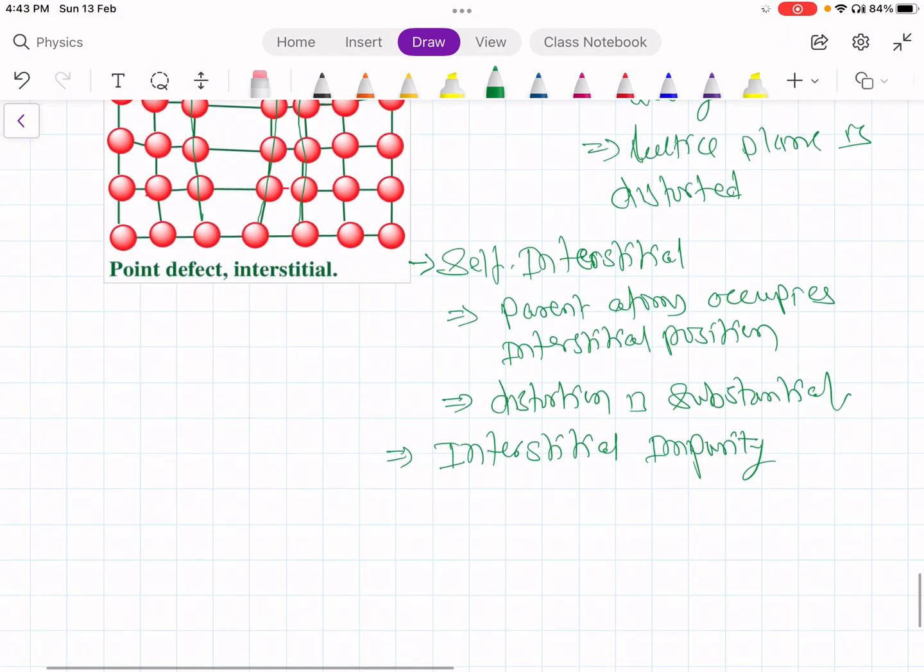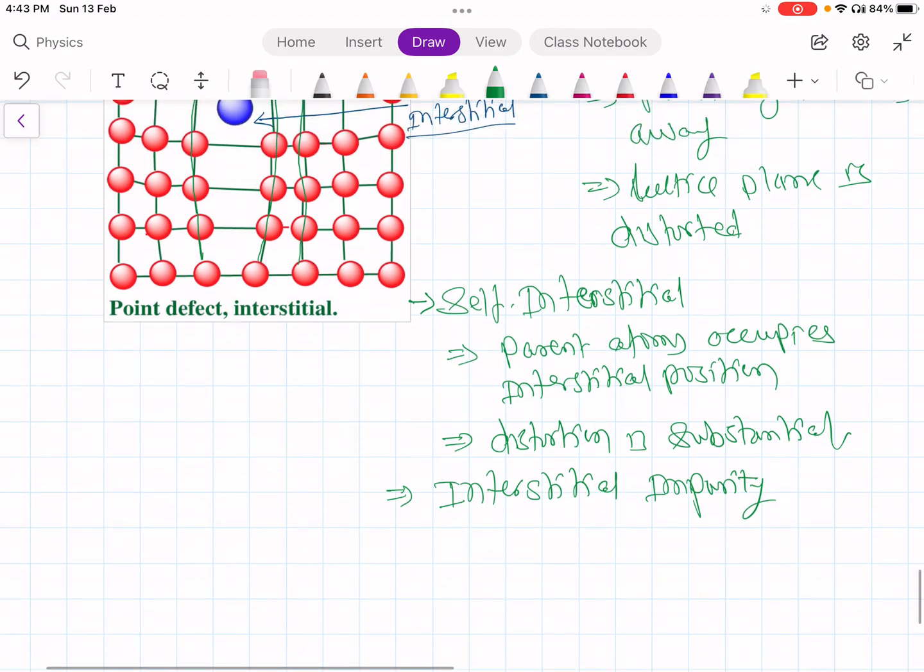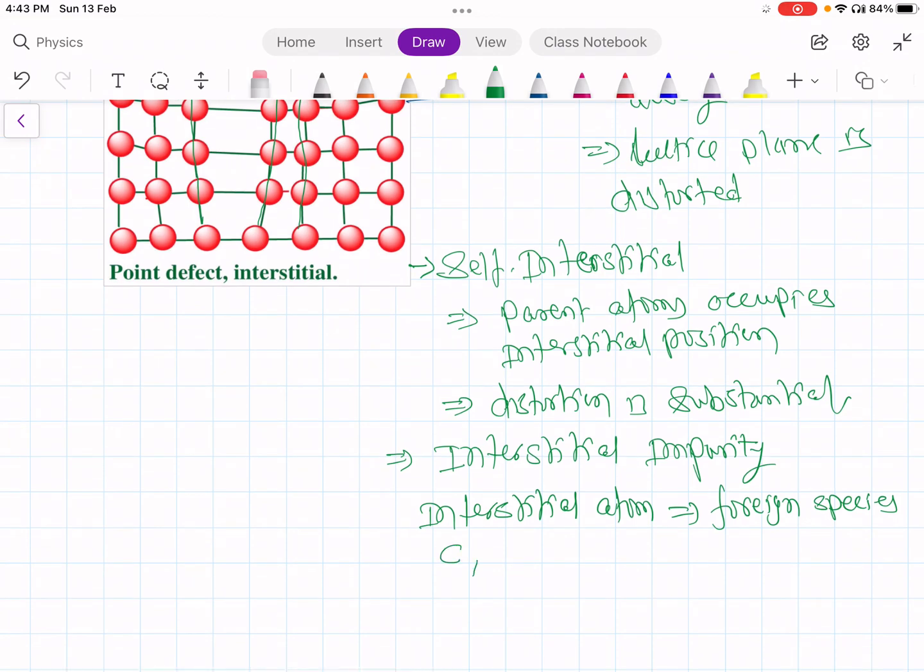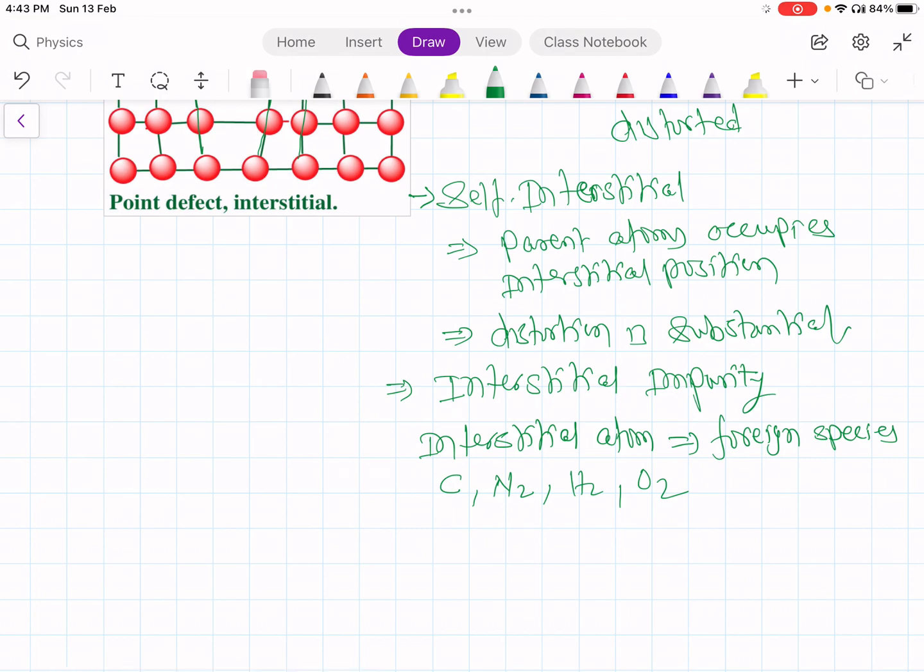Interstitial impurity. As the name implies, in this case, the interstitial atom is of foreign species, such as carbon. It can be nitrogen, it can be hydrogen or oxygen. And if there is an interstitial impurity defect, then obviously the size of these atoms is small compared to the size of parent atoms. And so in this case there is less distortion of lattice planes.